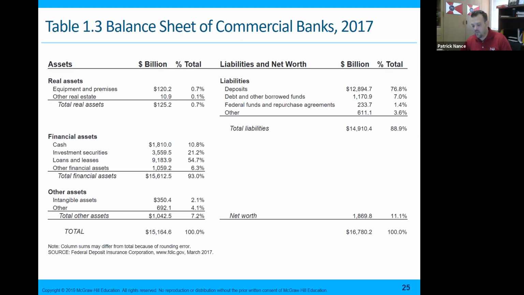So this is the balance sheet of commercial banks. Notice that commercial banks' real assets are $125 billion, whereas their financial assets are $15 trillion. They have a lot more in financial assets than they do real assets. They have 1,000 worth of intangibles as well. But the vast majority of assets on a commercial bank is in financial assets, not in real assets. As you can see, it's 93% financial assets.